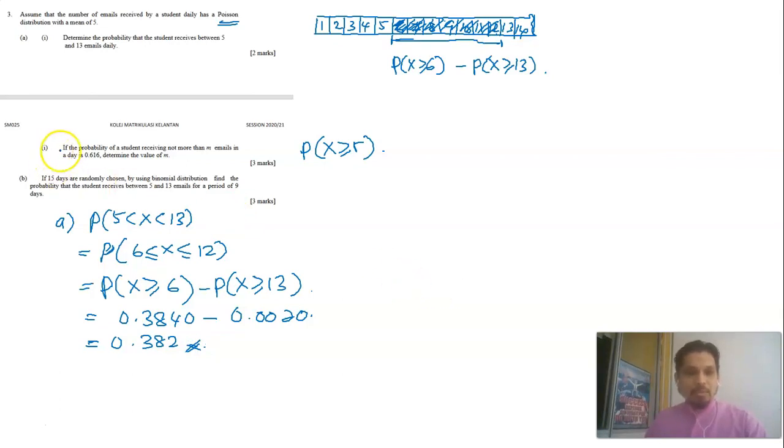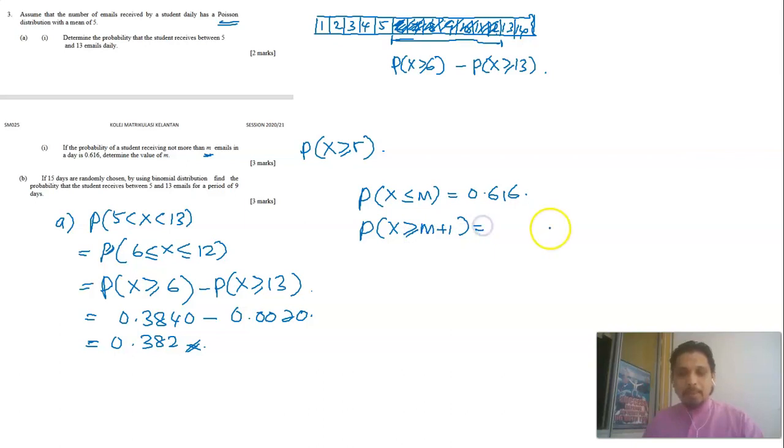And question number 2, if the probability of a student receiving not more than M emails in a day is 0.616, determine the value of M. So, the probability of X less than or equal to M. A student receives not more than M, meaning the maximum is M here, 0.616. So then, you come up with the probability of X greater than or equal to M plus 1, which is 0.384. So how do you get this one here?